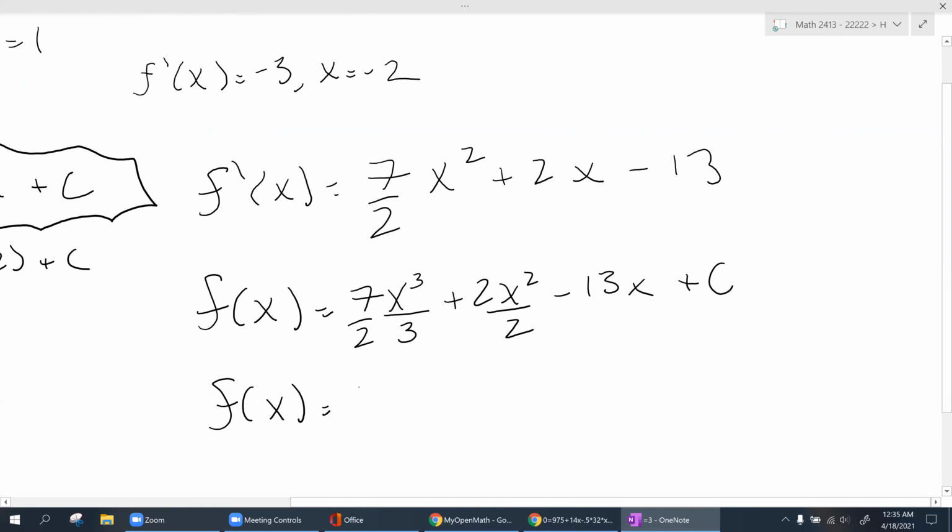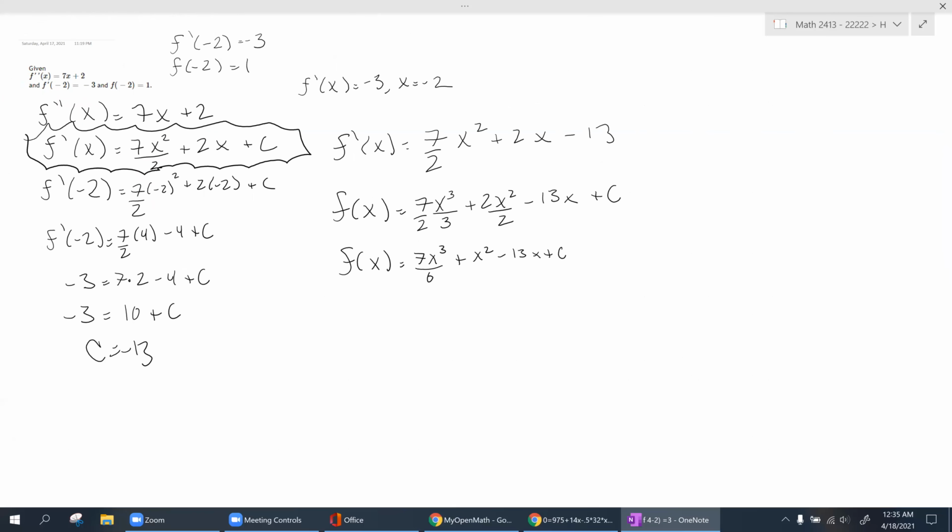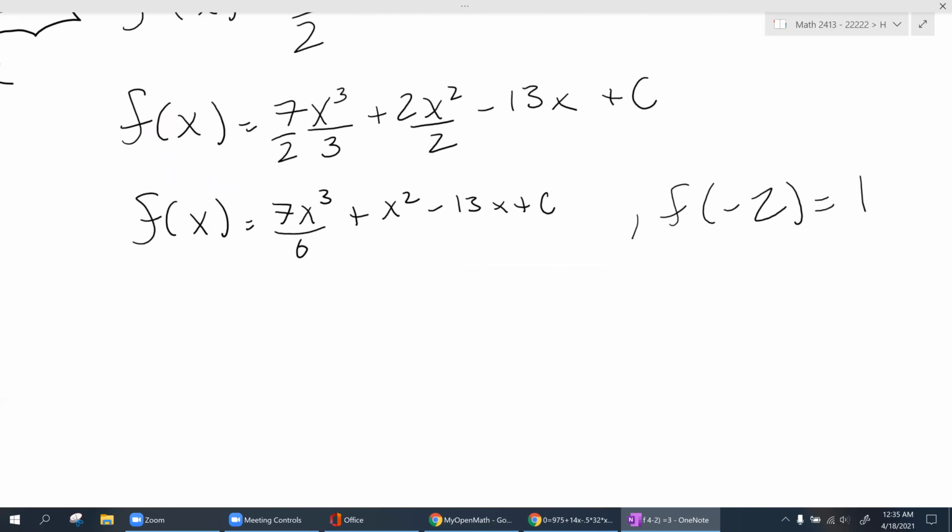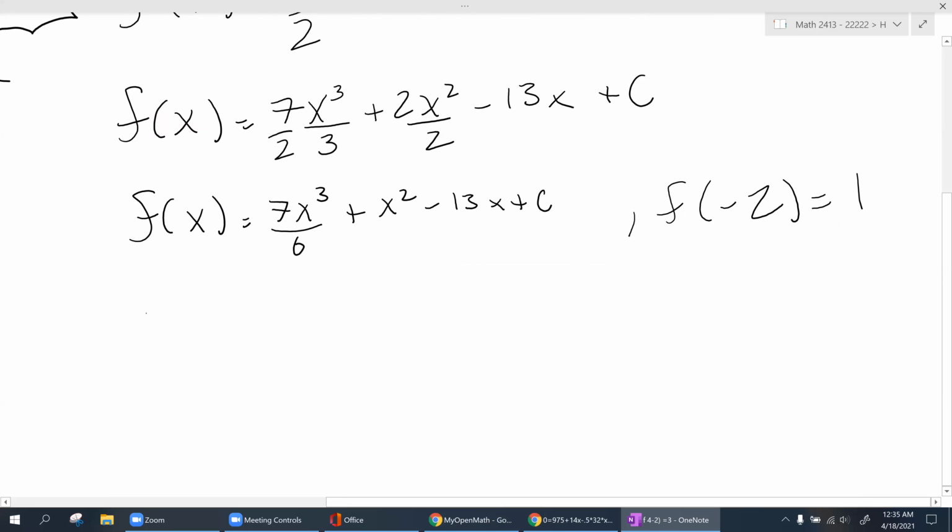All right, this ends up giving me 7x to the third over 6, plus x squared, minus 13x, plus c. I was given another initial condition for this function: when x equals -2, the function is equal to 1. In other words, I'm going to replace anything with an x with -2. So f of -2 is equal to 7 times (-2) to the third over 6.